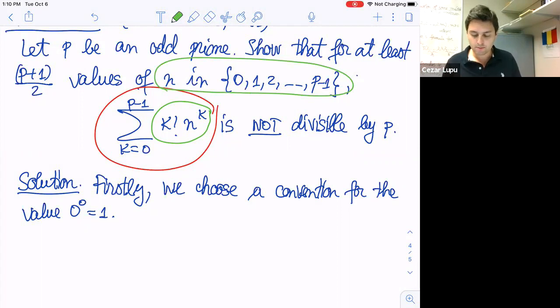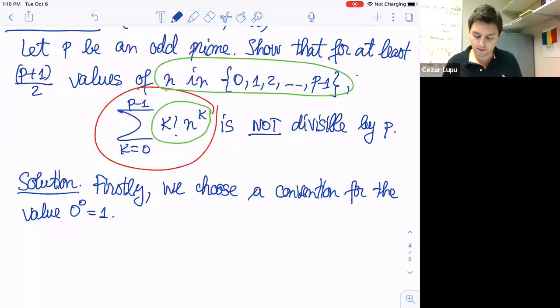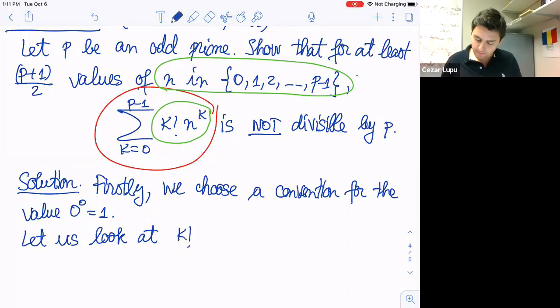So now let's analyze this. Let us look at this guy, and the way I'm going to look at it is the following. I'm going to look at k factorial. And now I know that k goes all the way from 0 to p minus 1. Maybe I should look at p minus 1 minus k factorial. Okay, I'm going to look at these guys.